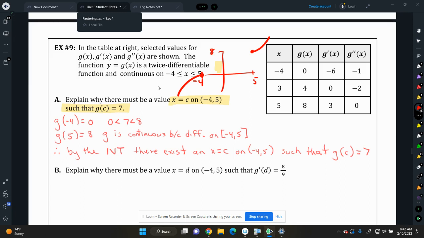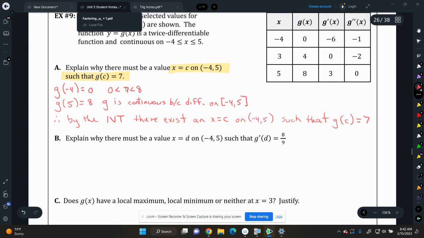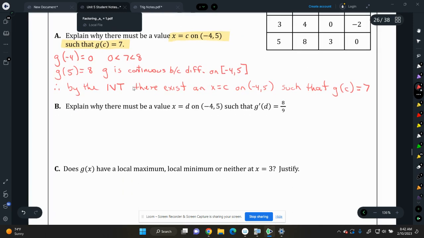Okay, explain why there must be an x equal d such that g prime of d equals 8/9. Any thoughts on that? We're talking about a derivative now. Did you do like the intermediate value theorem, but with the derivatives of -4? Like if you do f prime of 4 and f prime.